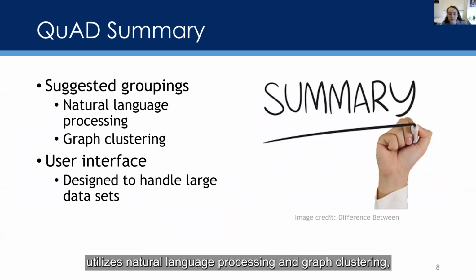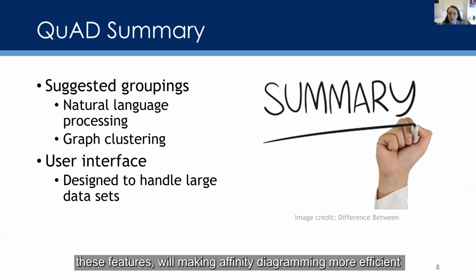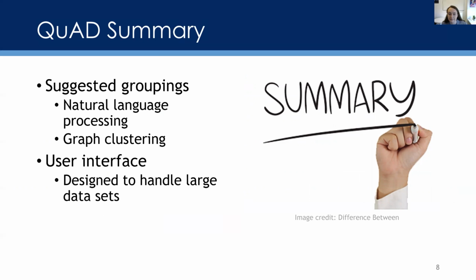In summary, QuAD utilizes natural language processing and graph clustering to provide grouping suggestions to affinity diagrammers. It also provides a user interface designed to facilitate an easy diagramming process with large data sets. The hope is that QuAD, through these features, will make affinity diagramming more efficient and feasible for larger data sets.